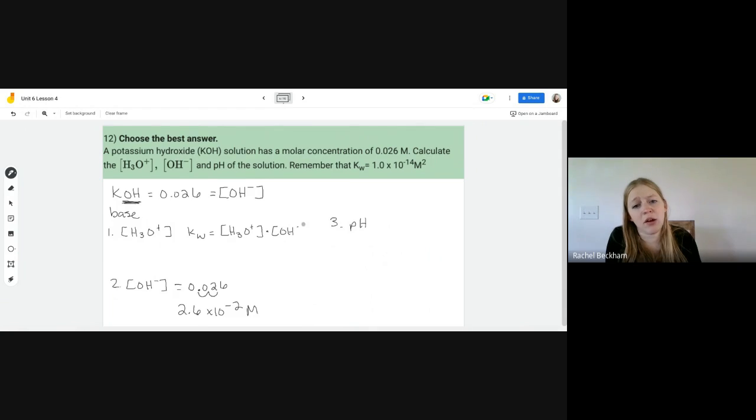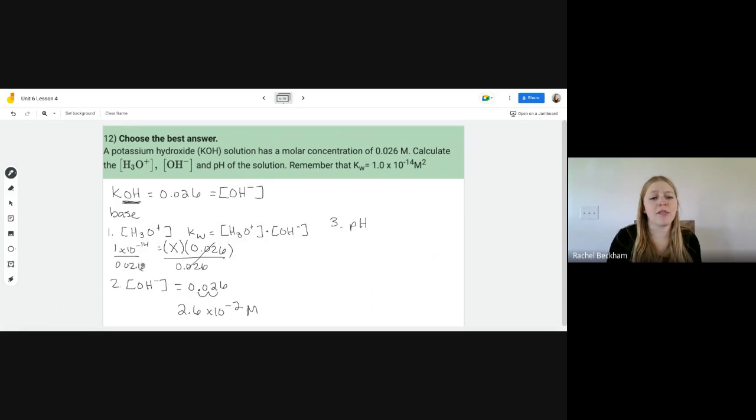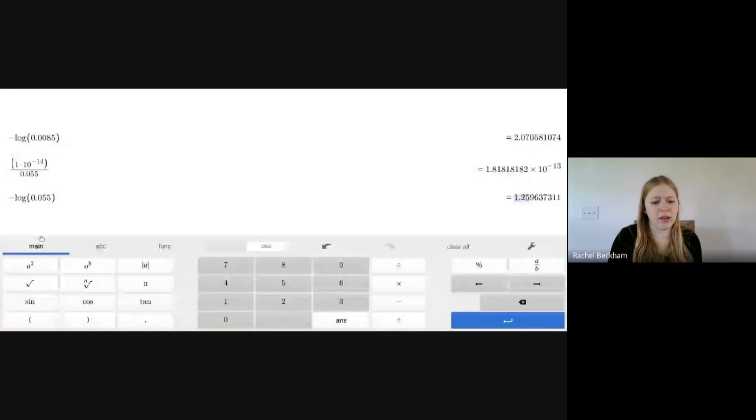So let's plug in what we know. Kw is always 1 times 10 to the negative 14th. Our H3O plus concentration, we don't know this time. It's like our X, but our OH concentration, we do know. It's 0.026. So in order to get that X by itself, we need to divide both sides by 0.026. And so we're doing 1 times 10 to the negative 14th divided by 0.026.